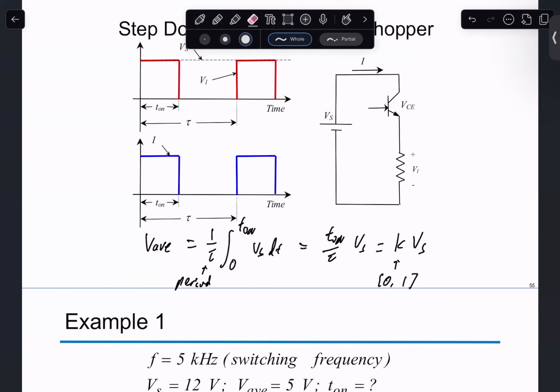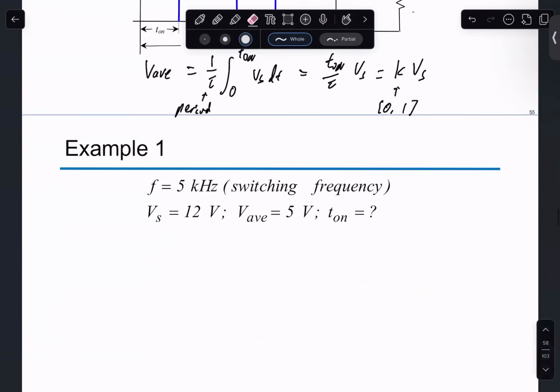Okay, so let's look at an example. Let's say I have a buck converter. This operates at 5 kilohertz, so this is the switching frequency. You have an input voltage of 12 volts and an average voltage of 5 volts. We want to find T on.